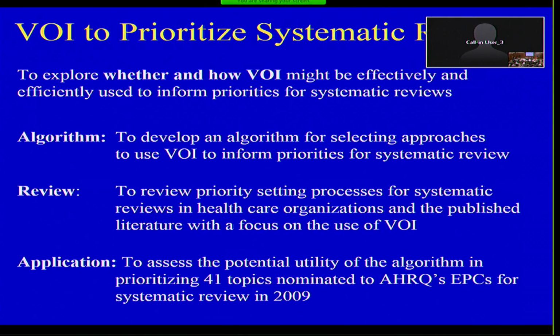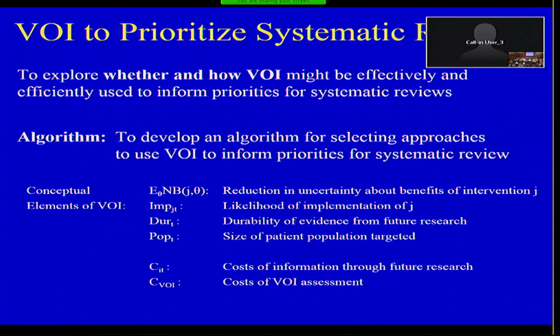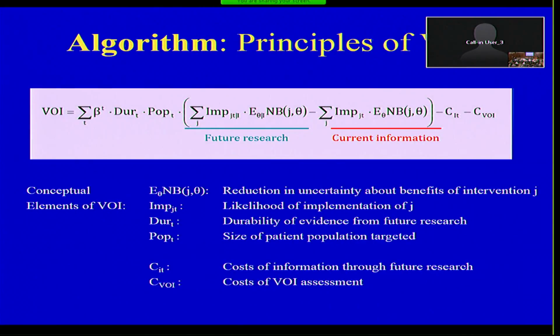If you go to the next slide, this is talking about using value of information analysis in particular to prioritize the suspect views. Our goal in doing this for ARC was to try to develop an algorithm that would allow us to decide which approaches were best to use in various settings, and to review the processes used to set priorities for a variety of different decision-making bodies, and try our algorithm against some ARC efforts to prioritize things.